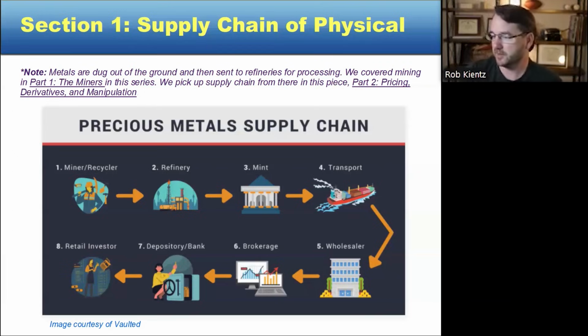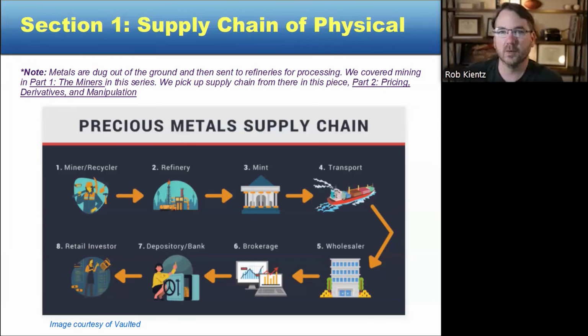But sometimes there is a transportation leg. Then it goes to a wholesaler. Wholesalers are guys that take the finished products, they buy in bulk and then sell out to dealers, brokerages, depositories, banks. Back in ye old days in the US, you may buy your precious metals from a bank.